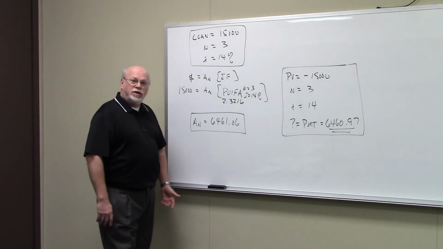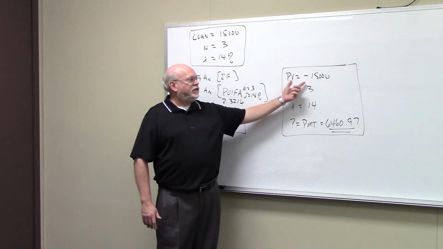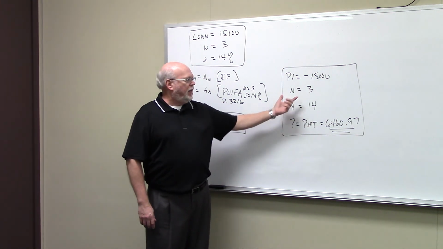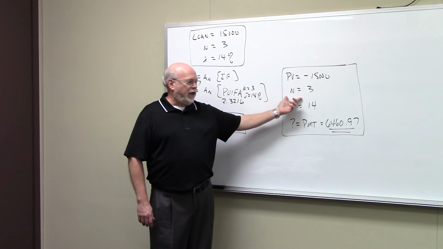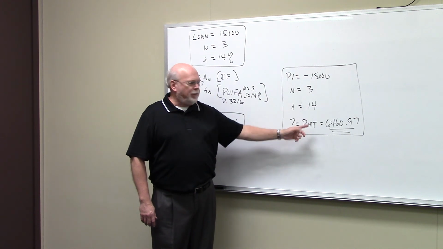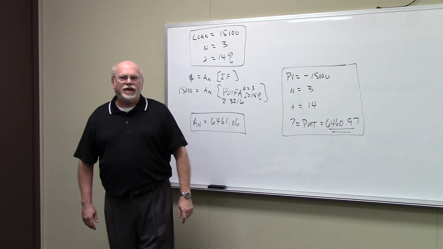Now, if you wanted to do this on a calculator, present value is where you put the loan, a negative $15,000. N is 3, that's the number of payments. The annual payments, you want the annual interest rate, which is 14%. Solve for the payment, and you get $6,460.97.